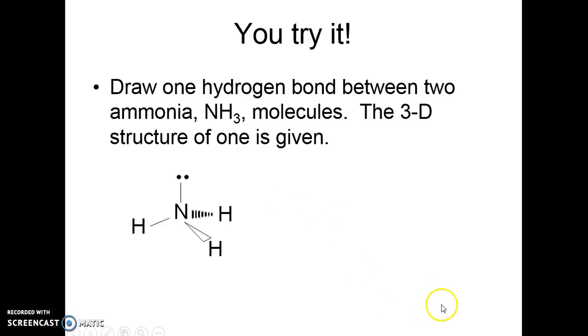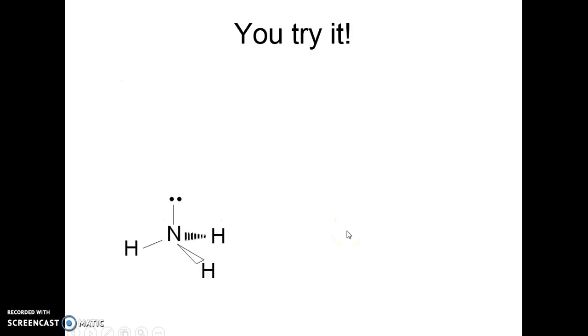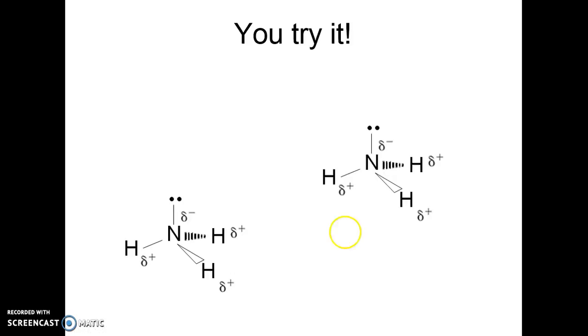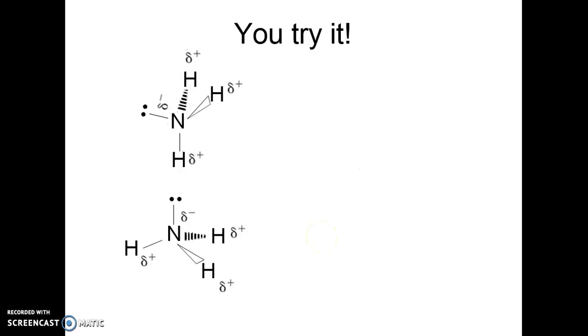Go ahead and draw a hydrogen bond between two ammonia molecules. This is one, so go ahead and draw another ammonia and position it so that you can form a hydrogen bond. Okay, so what we do is we draw the molecule and put in the dipoles. We then draw another molecule and we turn it so that the dipoles are oriented correctly.